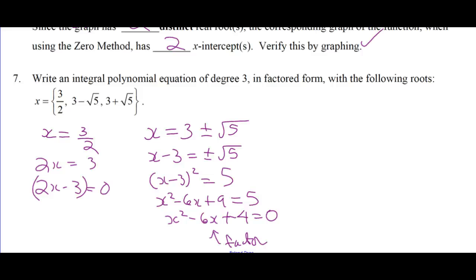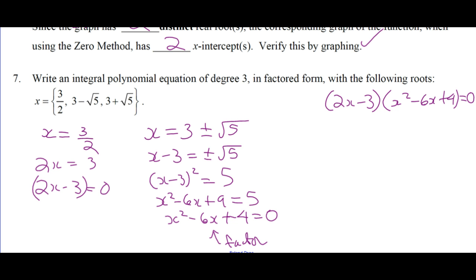So what's the factored form? Write an integral polynomial. So y is equal to 2x minus 3 times x squared minus 6x plus 4. Actually, not y equals, right? A polynomial equation is equal to 0.